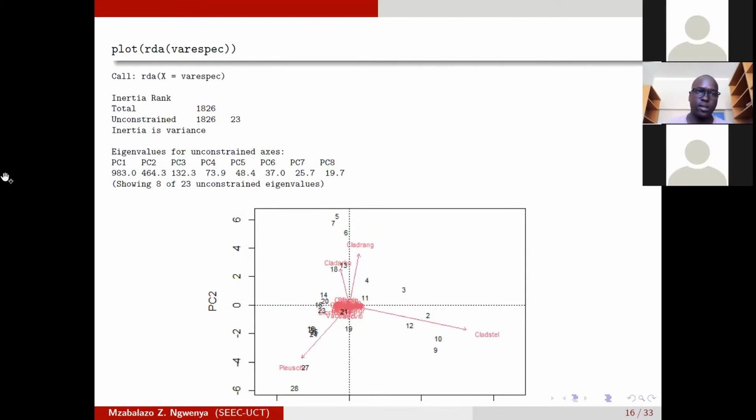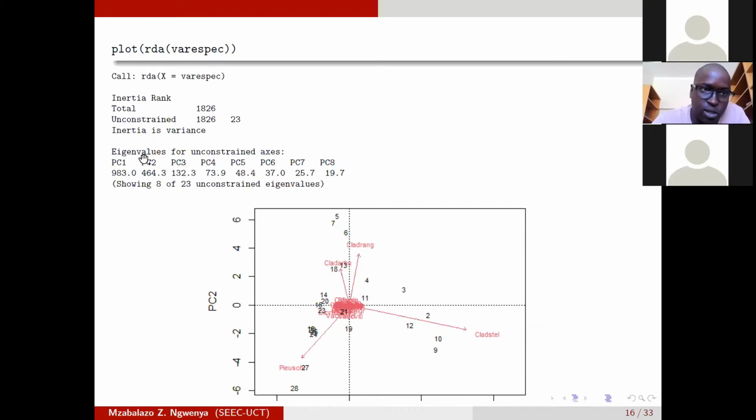Okay, so let's try and analyze this data set. Let's start with an unconstrained ordination. So we're just taking our species composition matrix and trying to see which of our sites are similar to each other, okay? So we're not constraining this ordination. If you use the function RDA and you just give it one data matrix, then it performs unconstrained ordination, okay?